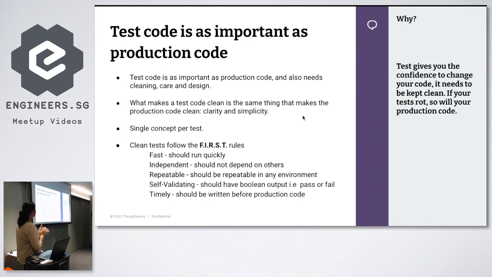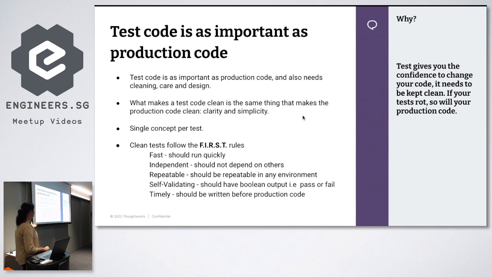Now test code is as important as production code. Usually we tend to ignore the test and don't clean our test, but it's as important to clean our test as much as we clean our production code. Why? Because tests give you the actual confidence to make changes to your production code. If your tests are not clean, eventually the test will rot and so will your production code. So it's very important to keep your tests clean.